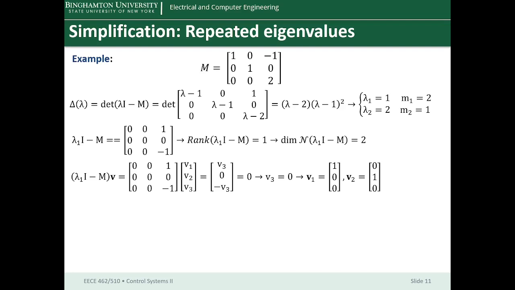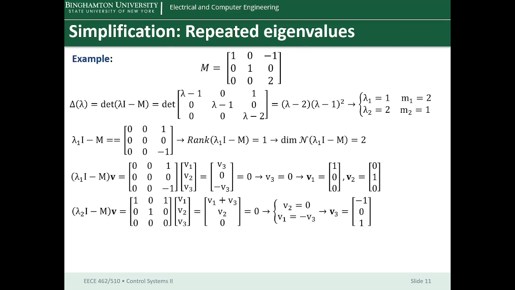Assume we have a three-dimensional space and all the eigenvectors corresponding to this eigenvalue lie on the xy plane. So we can choose two simple basis vectors to represent this null space. For example, we choose the standard vectors, v1 as (1, 0, 0) and v2 as (0, 1, 0). These two vectors are independent and together they span the null space for lambda equal 1.